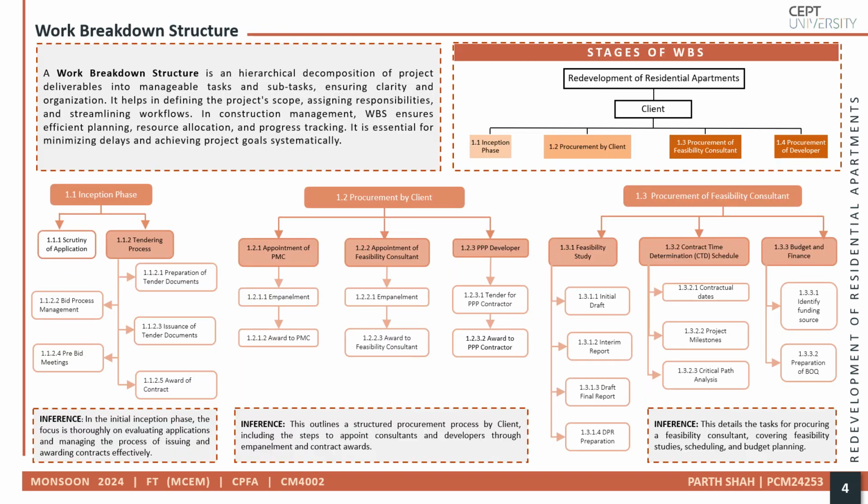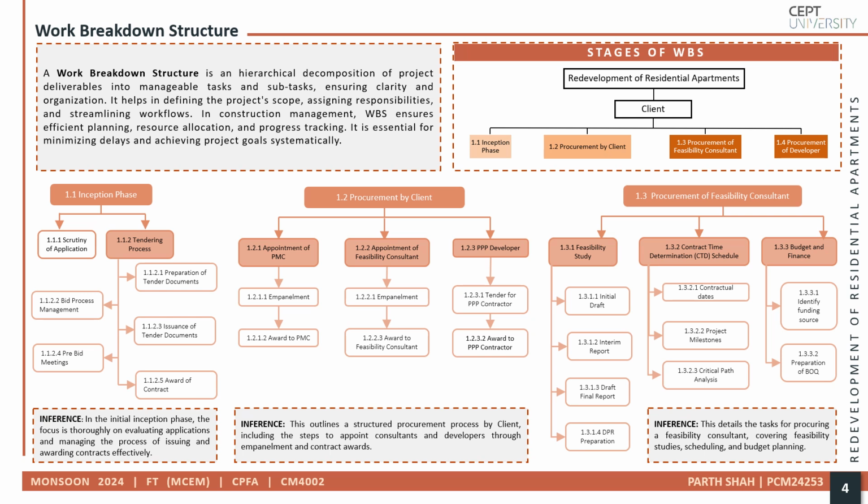After location analysis, the work breakdown structure was prepared. A work breakdown structure is a hierarchical decomposition of project deliverables into manageable tasks and subtasks, ensuring clarity and organization. It helps in defining the project scope, assigning responsibilities, and streamlining workflows. In construction management, WBS ensures efficient planning, resource allocation, and progress tracking. It is essential for minimizing delays and achieving project goals systematically.